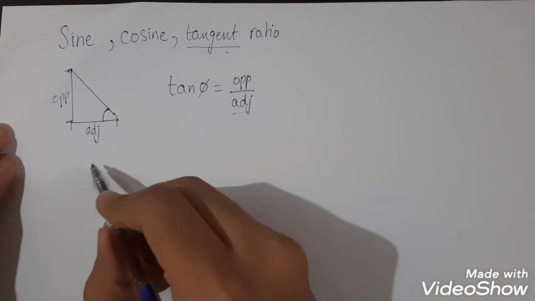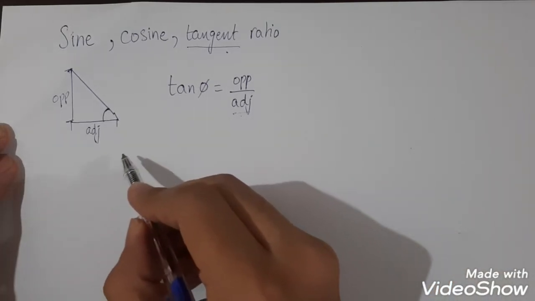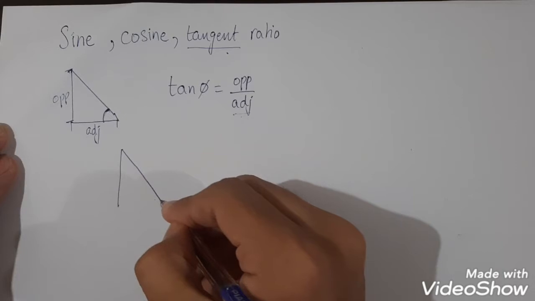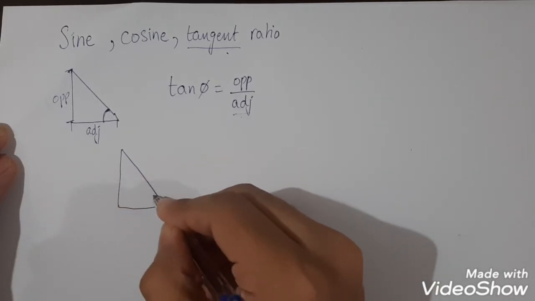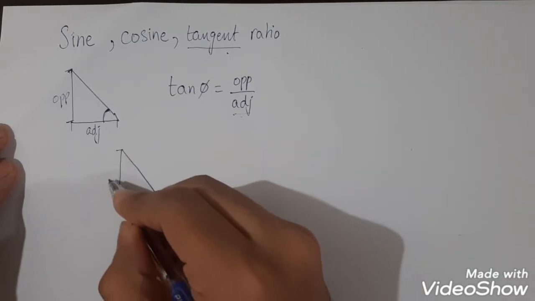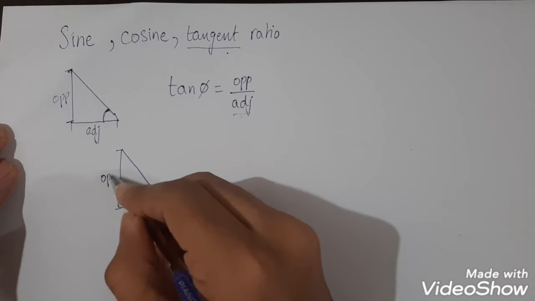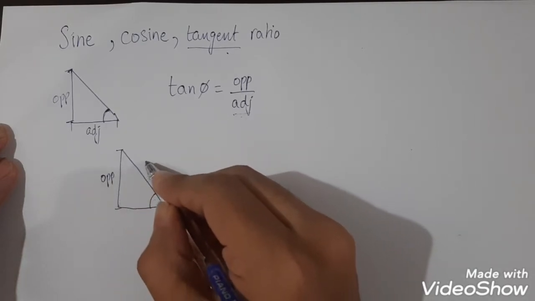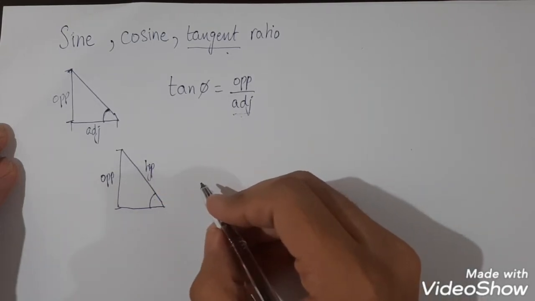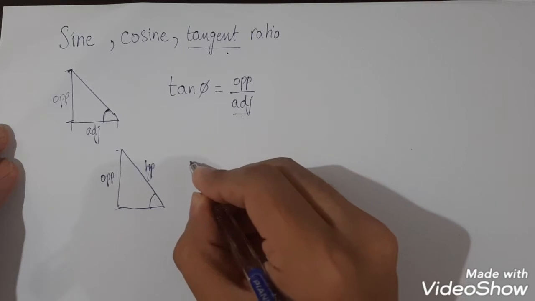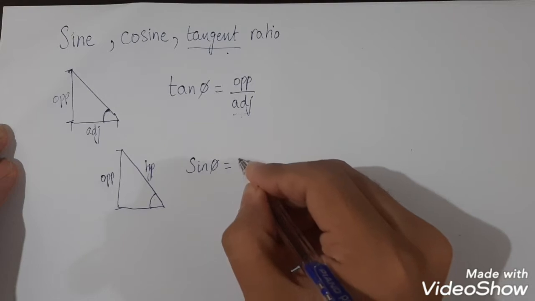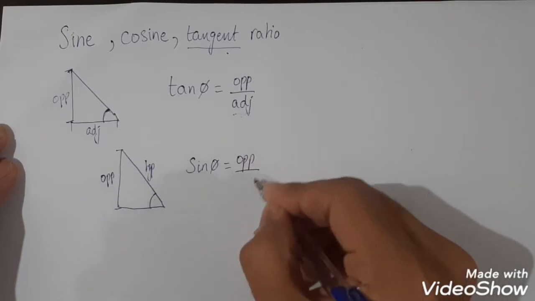But in another scenario, if we want to calculate the angle of this triangle, I will show it on the new triangle over here. If we have to calculate the angle of this triangle, and we have the length of opposite and the length of hypotenuse, so we will use sine theta is equal to opposite divided by hypotenuse.